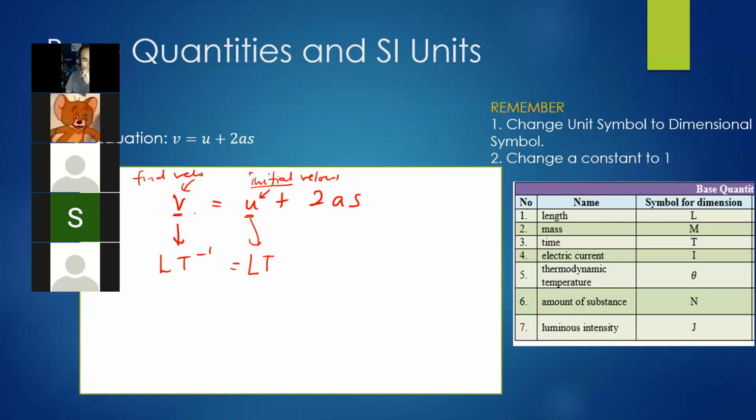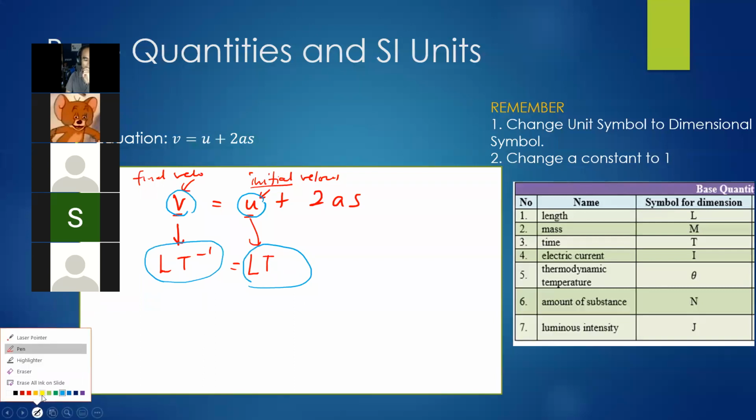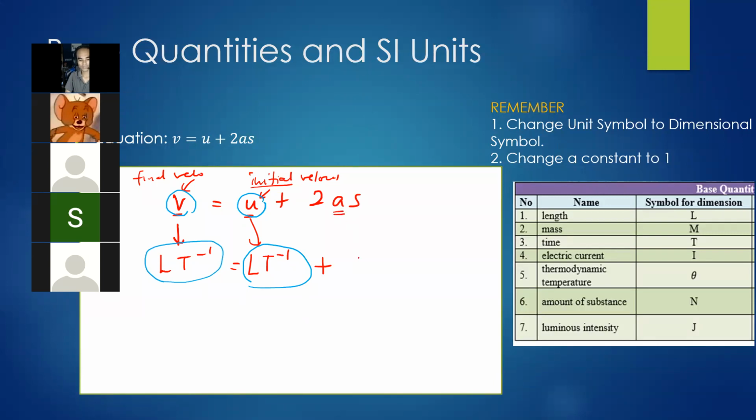You see, V and U are both velocity. Can you see this one? The dimension of V, you are correct. How about this one? Should they be the same or what? Same, right? Yes, it is the same, because both of them are velocity. Okay, plus. Now, this stands for A.